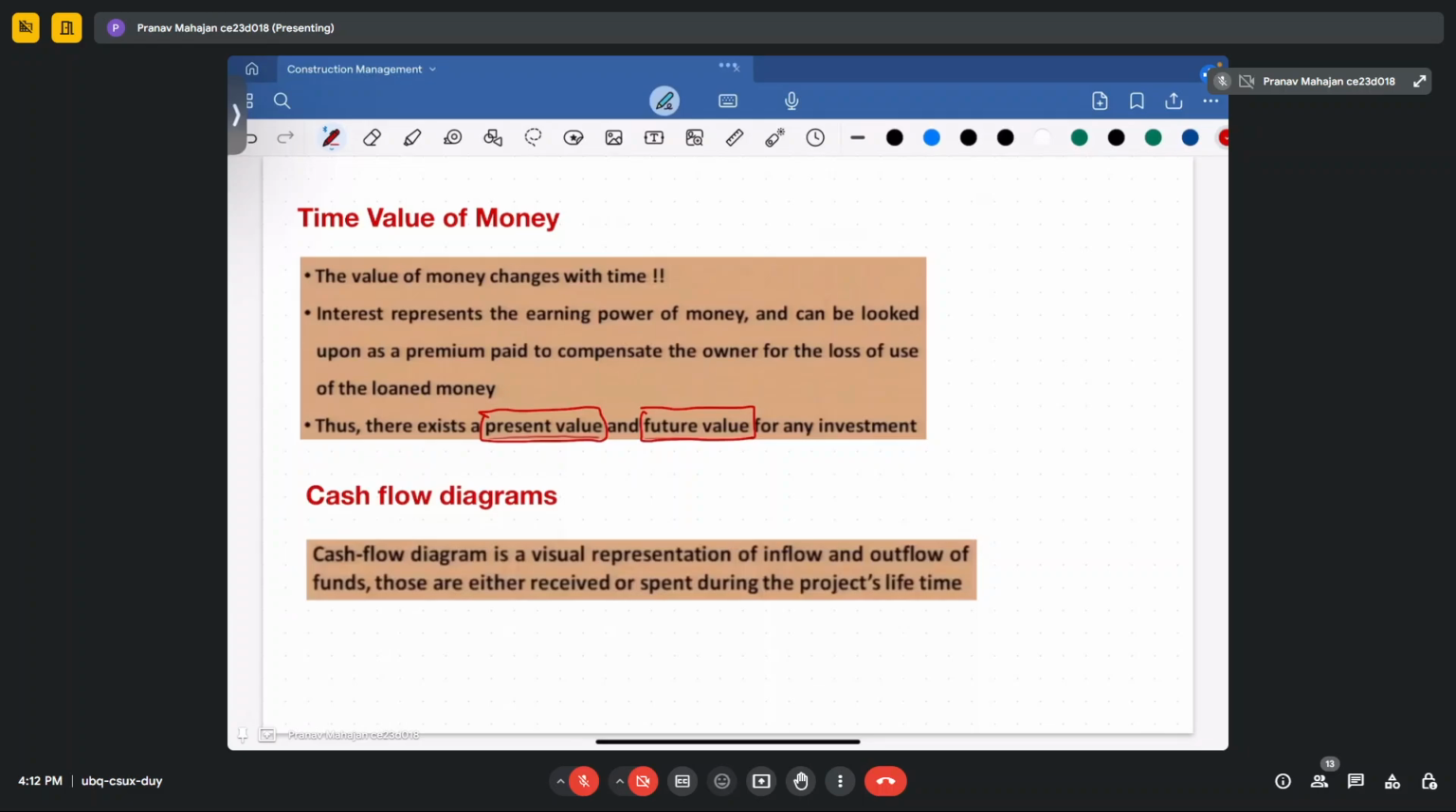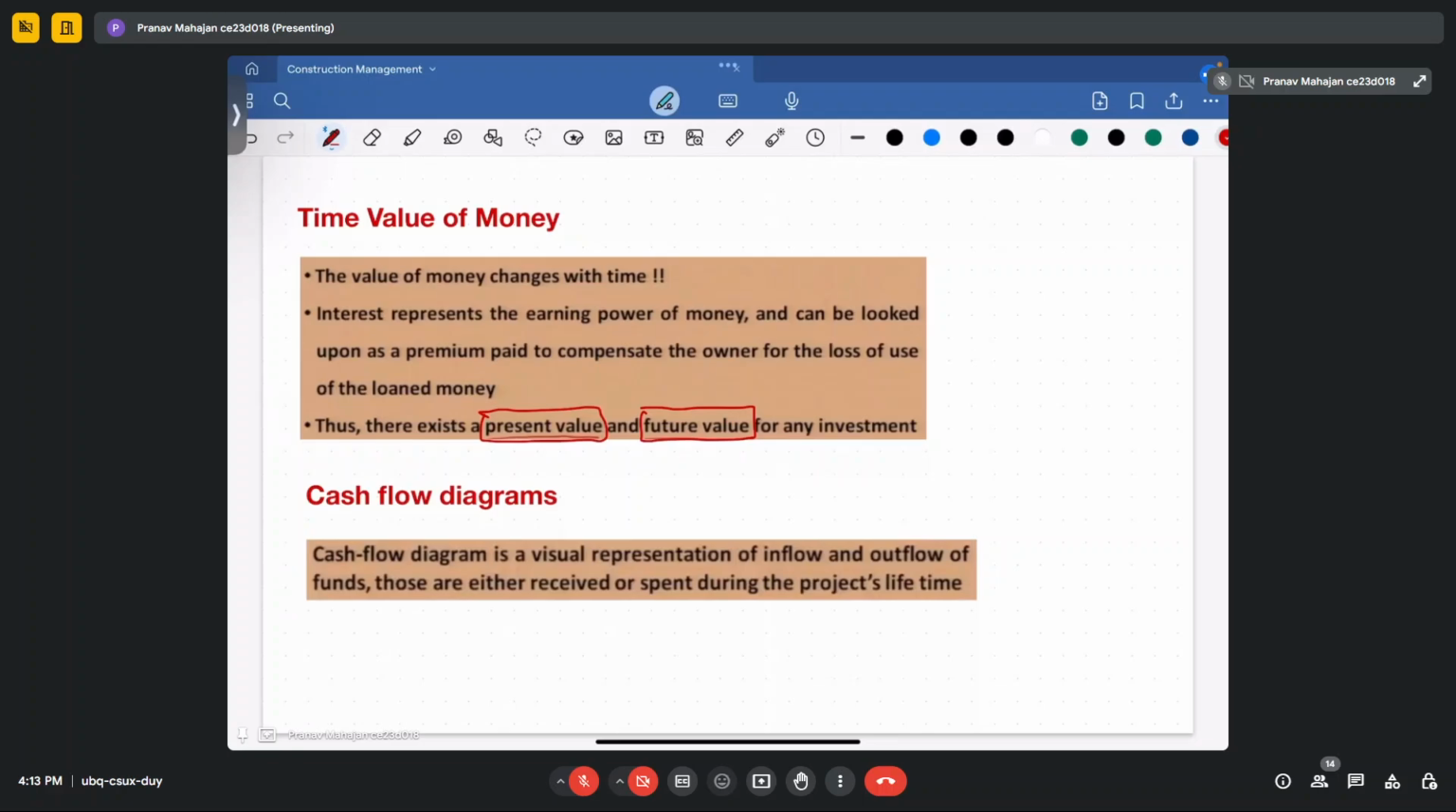Suppose the 50 lakh you expect to gain in the future. For that, the current value is around 15 lakh, because each year the amount required is less. So the 50 lakh that you have in the future may be equal to 15 lakh in 2024. Your 15 lakh represents the present value of the money, and your 50 lakh represents the future value of the money.